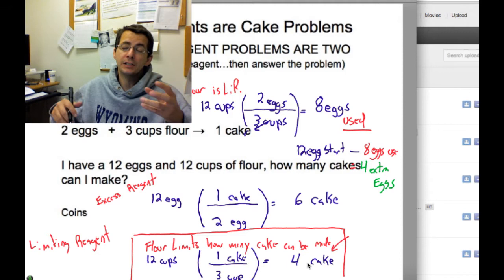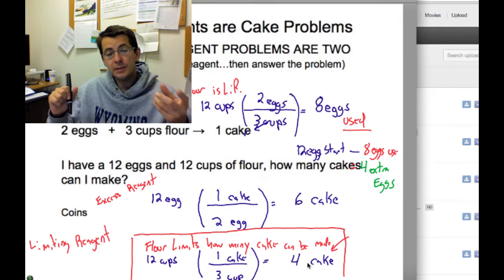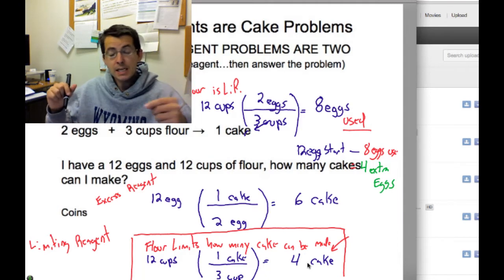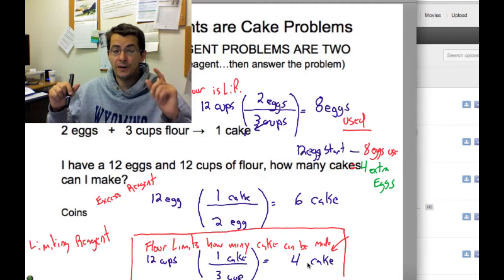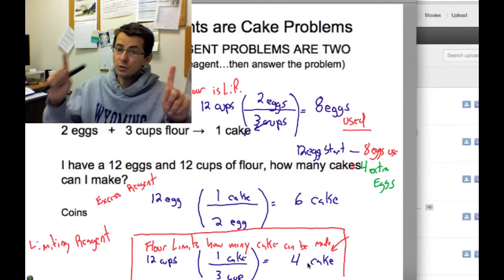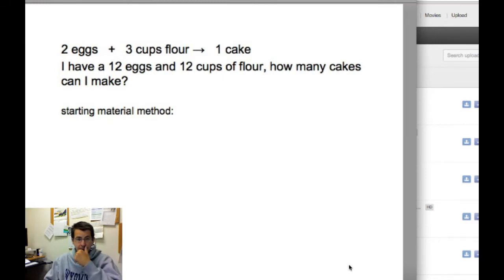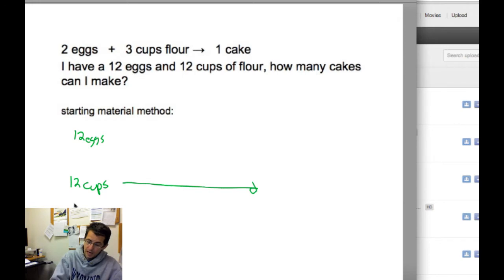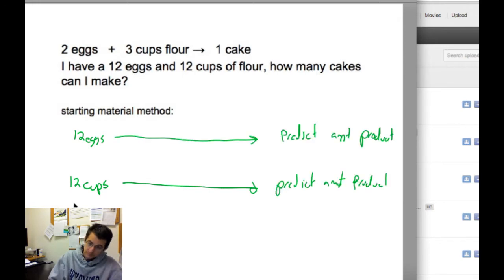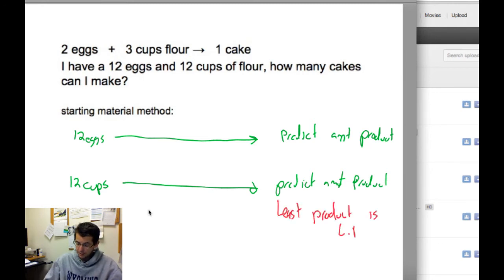So, the limiting reagent problems. When you see a limiting reagent problem, you find the limiting reagent, and then you use the limiting reagent to answer the problem. So the method I laid out for you was what I like to call the starting material method, where you use each of the starting materials, 12 eggs, 12 cups, and then you push everything to the products. And in this case, the one that gives you the least product is the limiting reagent.